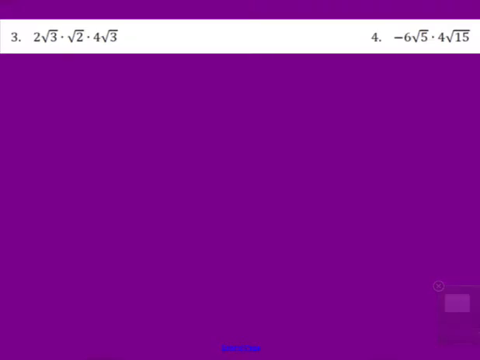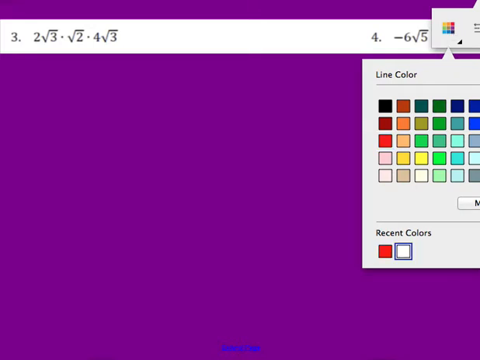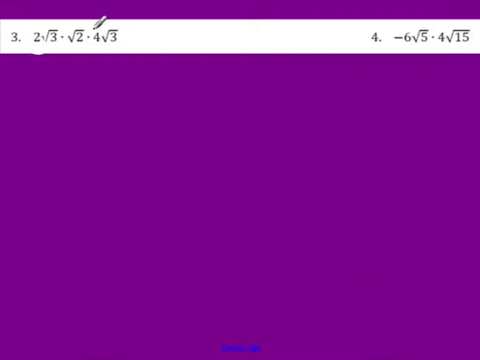Next, let's go ahead and take a look at number 3. For number 3, we're going to multiply what's outside the radical first. So first I'm going to take 2 times 4. Well, 2 times 4 is 8. Then underneath my radical, I'm going to multiply 3 times 2 times 3. Well, 3 times 2 times 3 is 6 times 3, which is 18.